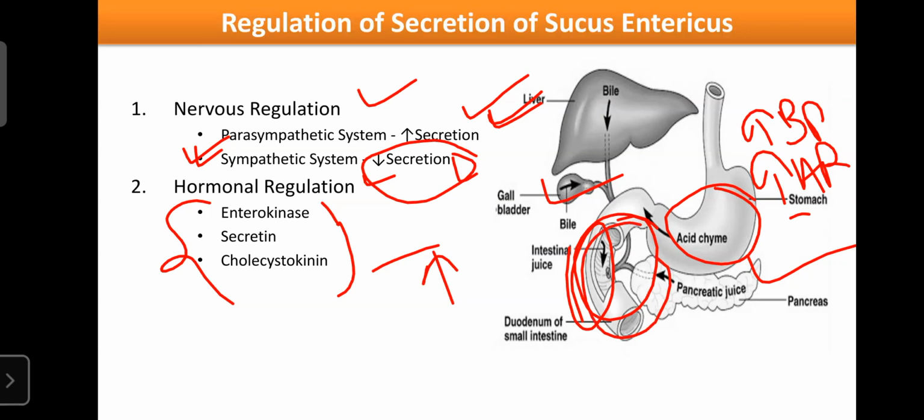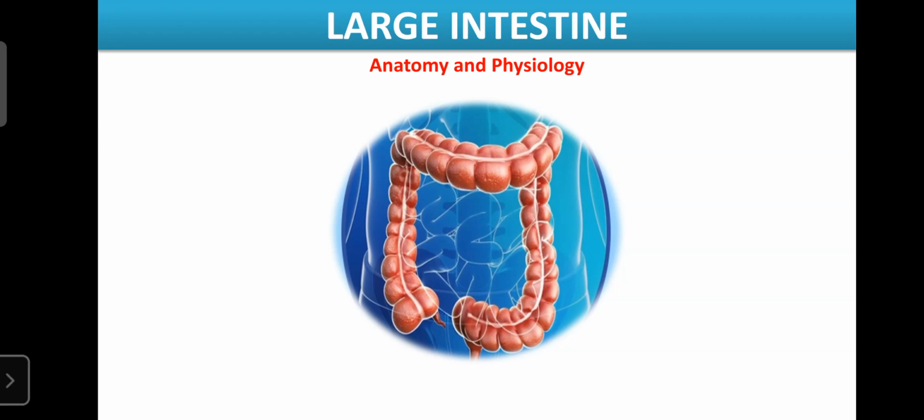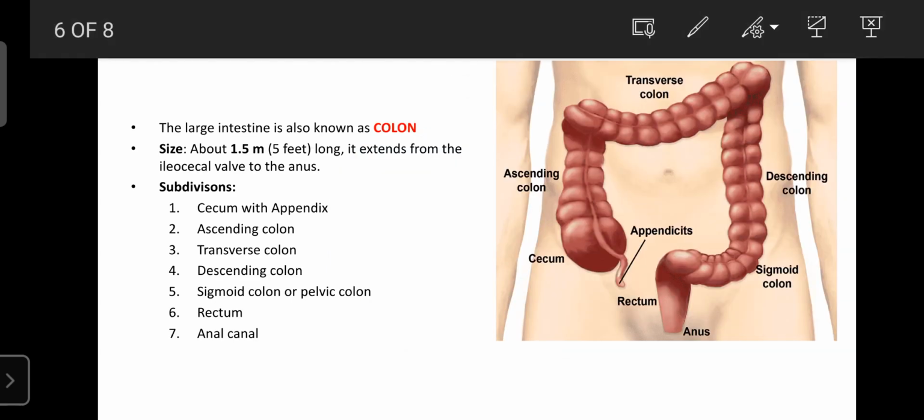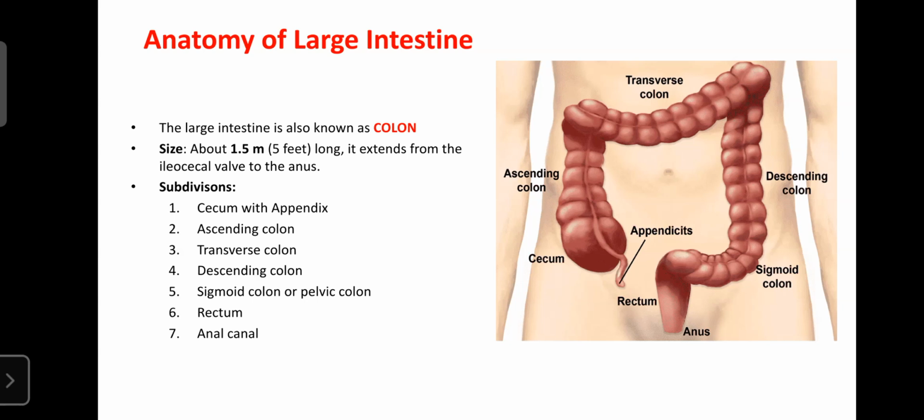Next we go on to the large intestine. Just after the small intestine, that part is known as the large intestine. Regarding the anatomy, the large intestine is also known as the colon. It extends from the ileocecal valve. The ileocecal valve is the junction between the small intestine and the large intestine, and it extends up to the anus.